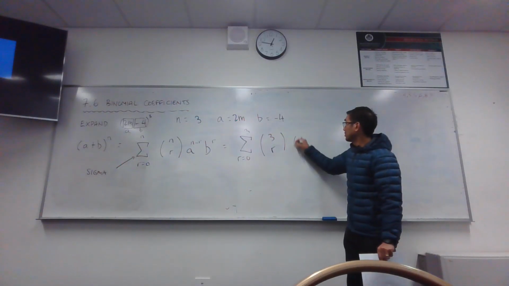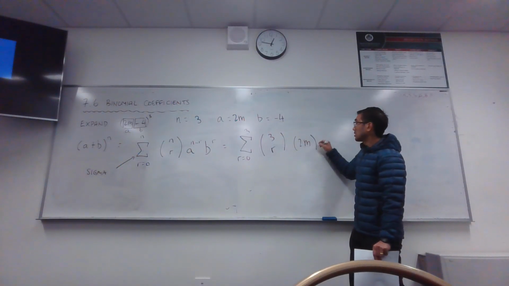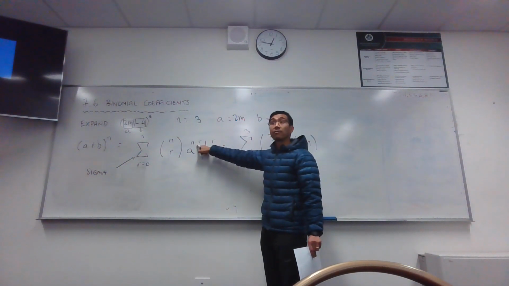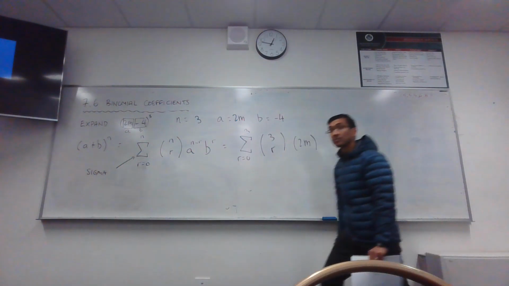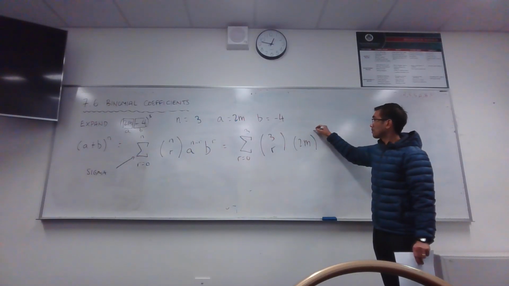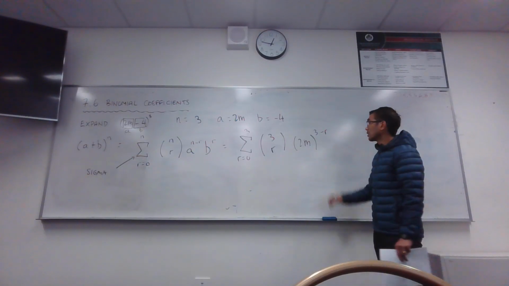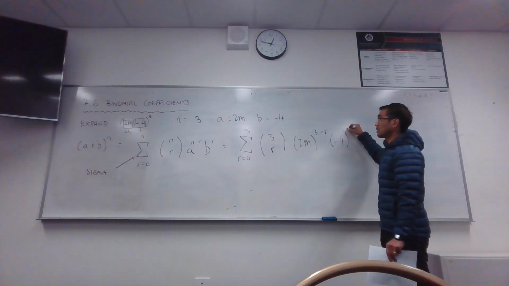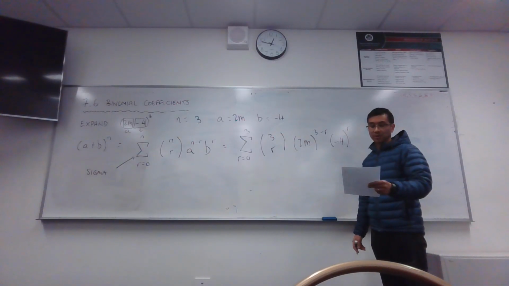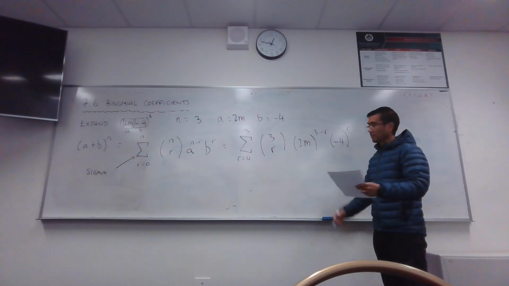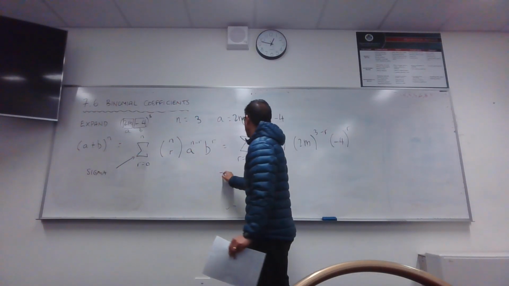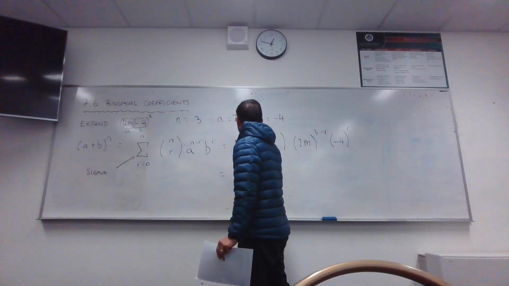My A is a 2M. What should I put up here, Hudson? It says N take away R. Therefore, what am I subtracting? 3 minus R. We'll leave the R. Good. And then we've got our B of -4. Once again, to the power of R, which we'll leave alone. Now, what we can do, sometimes you might need to play around with it.